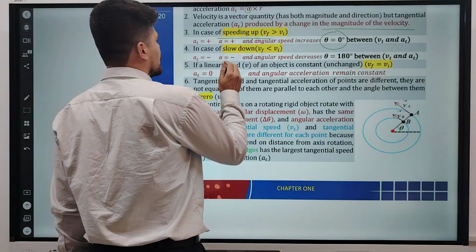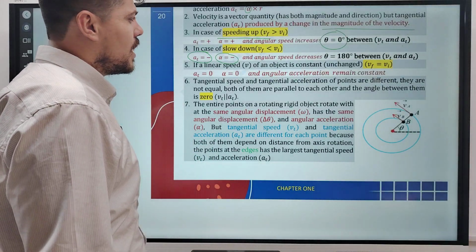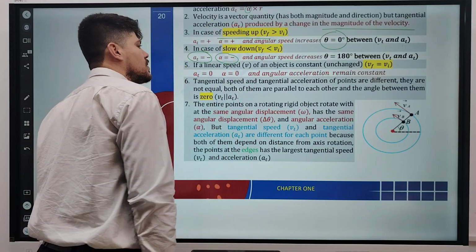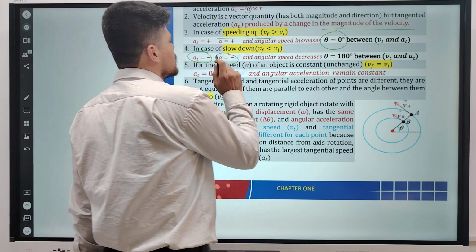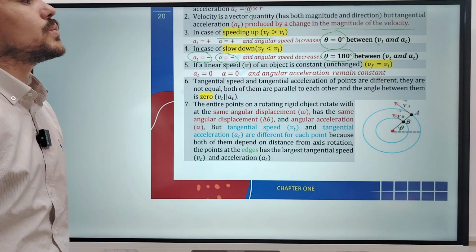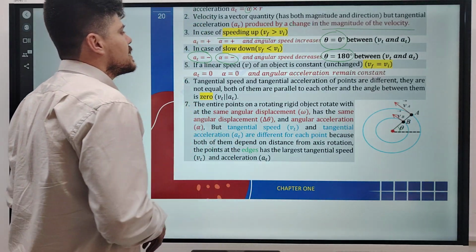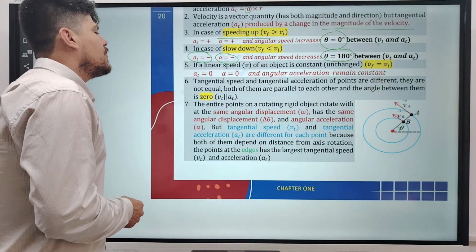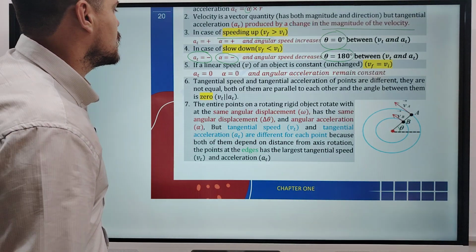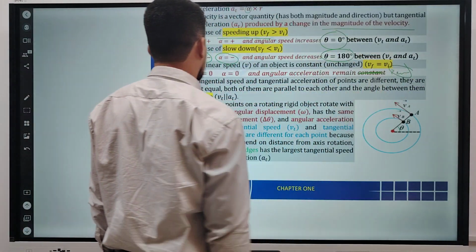In the case of slow down, alpha becomes negative and tangential acceleration is also negative. Why? Because tangential acceleration is the time rate of change of the velocity. The angular speed decreases in the case of slow down, and theta is equal to 180 degrees between what? VT and AT. If the linear speed of an object is constant, which means the angular speed is also constant, alpha and AT both become 0. The angular acceleration is 0, not constant, 0, okay?